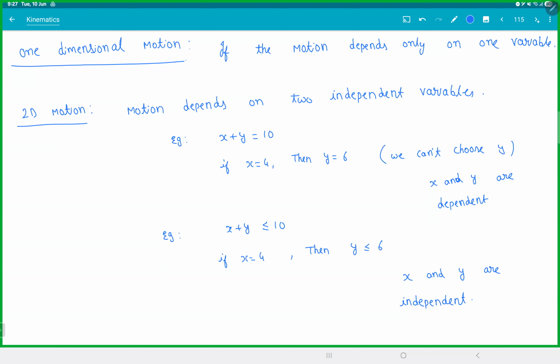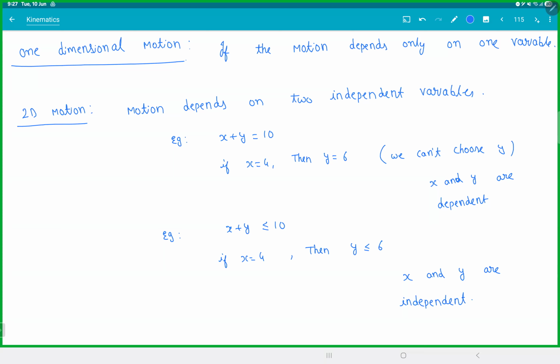Is that clear, everyone? Everyone clear with what is independent and dependent variables? Clear with this?